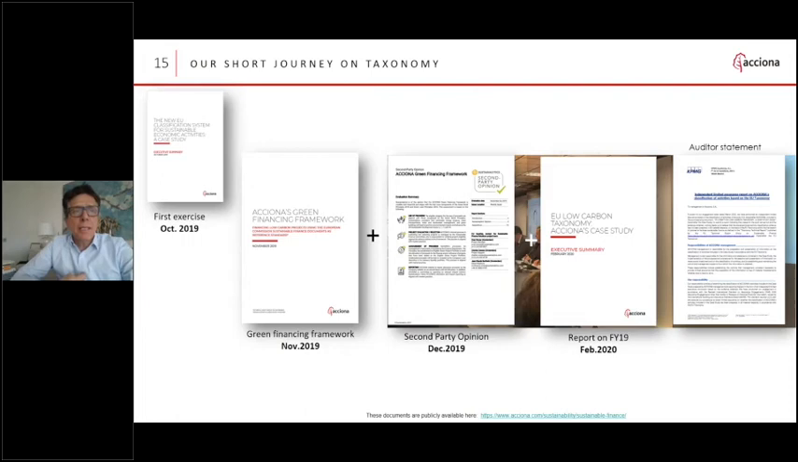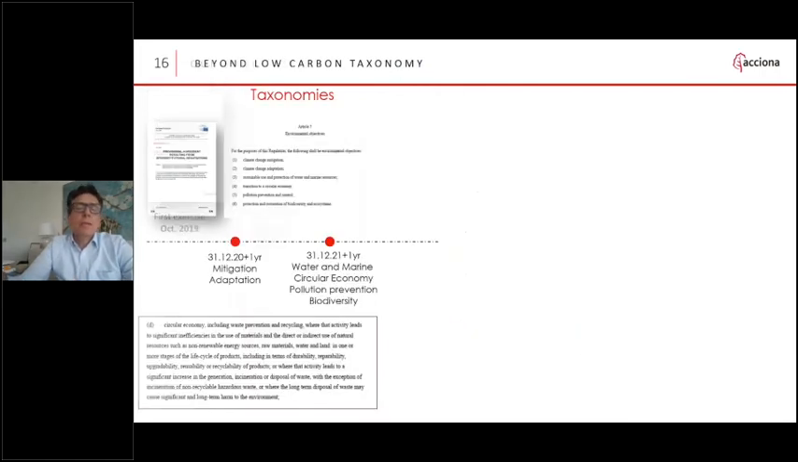We have at this moment around $4 billion related to our first green financing framework. This low carbon taxonomy case study is available publicly and also audited by our financial auditor, following the common practices of auditing. We expect to expand this exercise to the other 4 taxonomies that we expect could be developed next year.